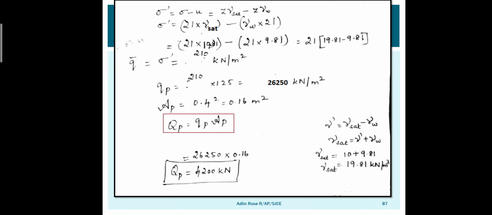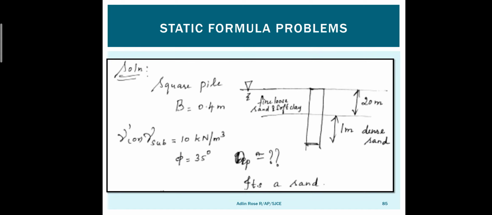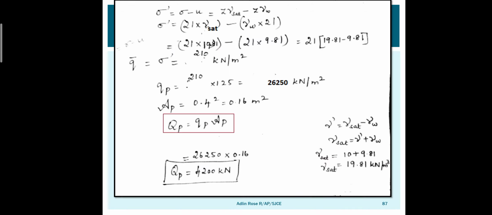You can multiply like that, or you can find gamma sat minus gamma w, which is nothing but gamma dash only. You don't have to complicate it, as shown in this slide. You just multiply the total length of the pile, 21, into the unit weight. What is the unit weight given? Gamma dash 10. So 21 into 10 will give you 210 kilonewton per meter square.